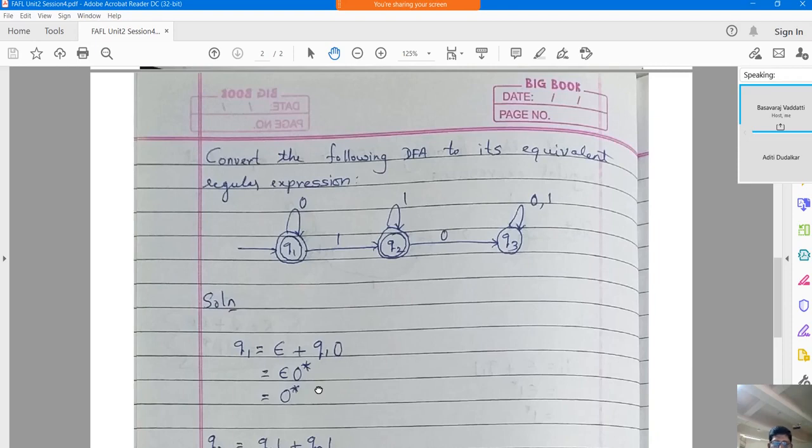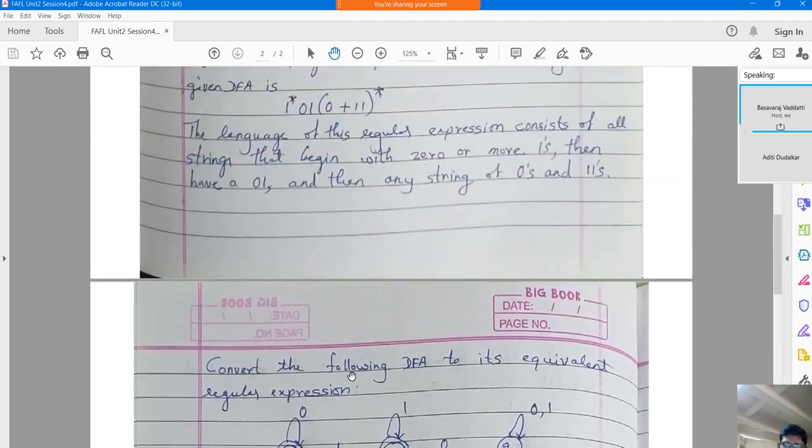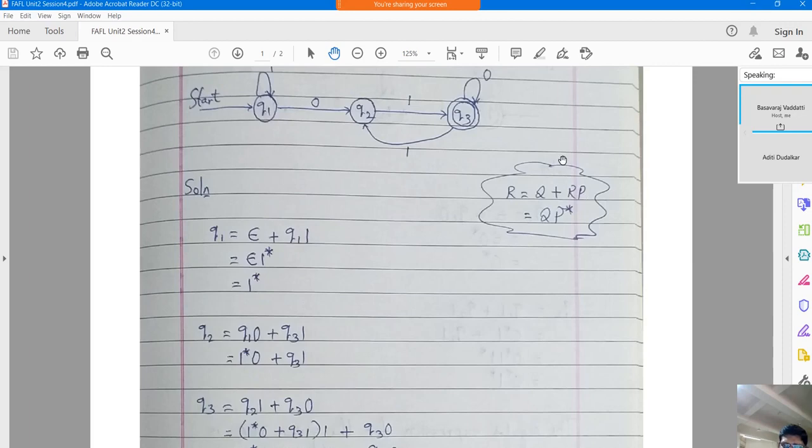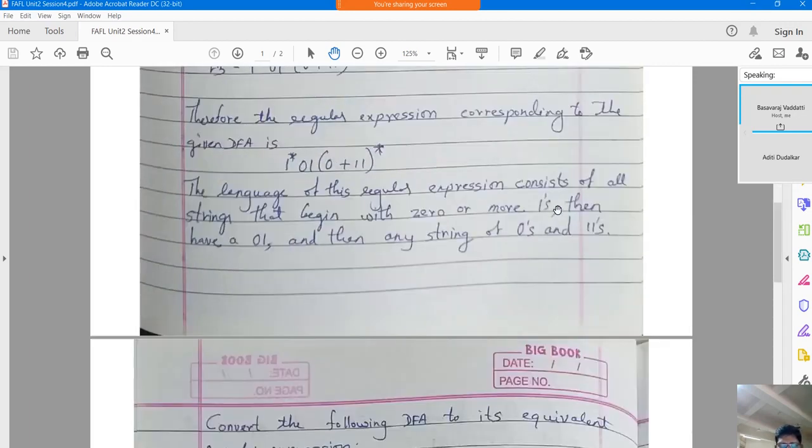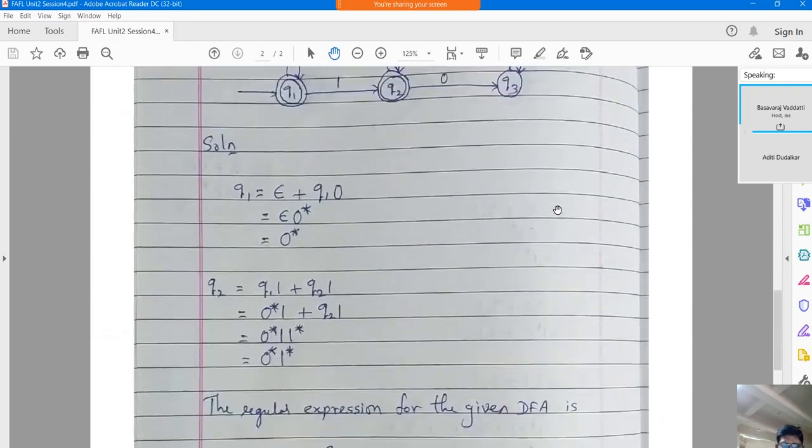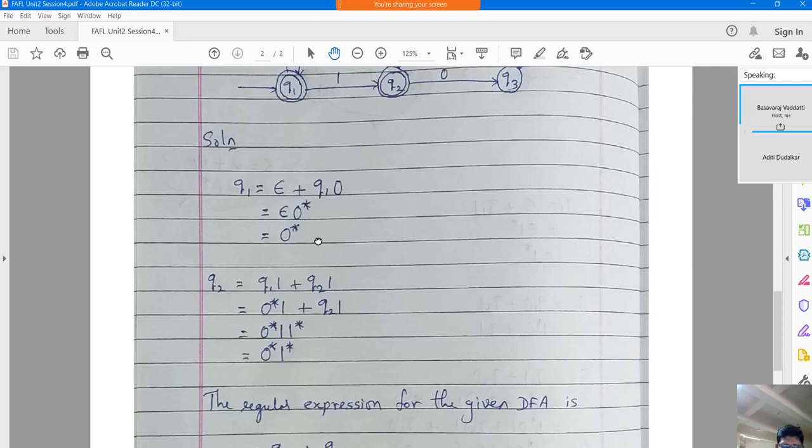Look at how we are interpreting this. Epsilon plus Q1 0 is replaced by epsilon 0 star. That is because of this formula. Then epsilon 0 star is replaced by 0 star.